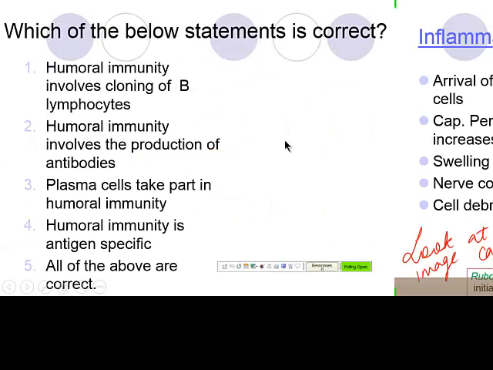So let's take a look at this question. Which of the following statements is correct?